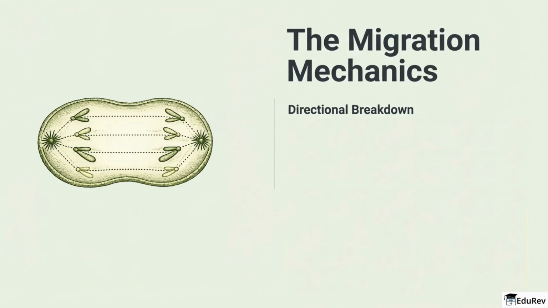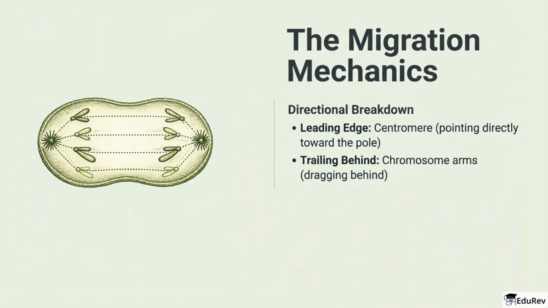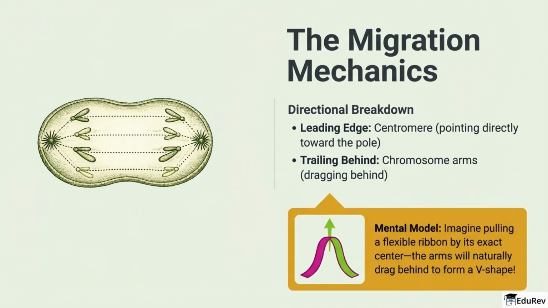The migration mechanics are very neat. The centromere leads, pointing toward the pole, and the chromosome arms trail behind, creating a V shape as they move. That V shape is not just a picture. It is the visible result of the pulling force of the spindle fibers. The best mental model is a ribbon pulled from the center. The center moves first, and the arms follow.